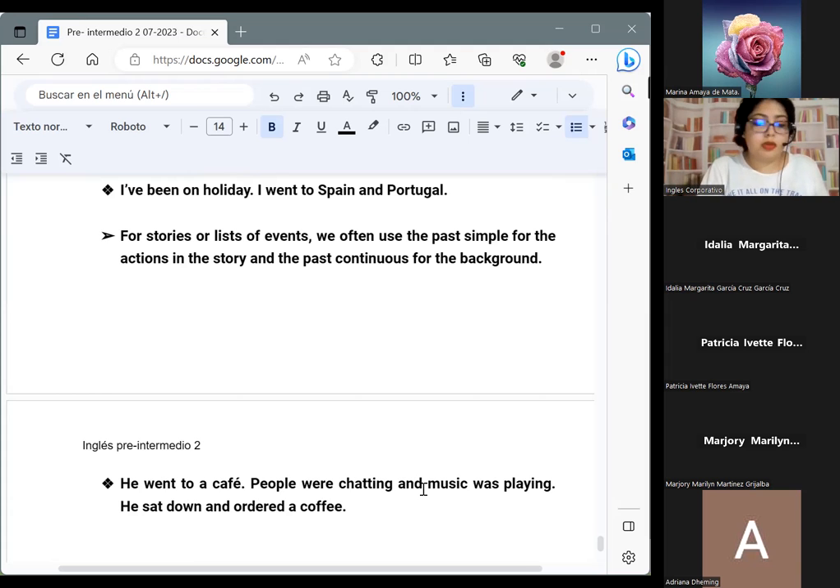And the last thing that we're going to see for the simple past is unreal or imaginary things in the present or future. But this is another thing. It is not like number six, I guess.